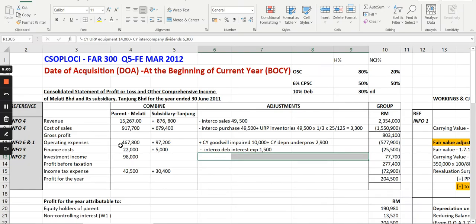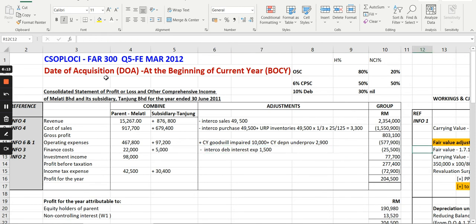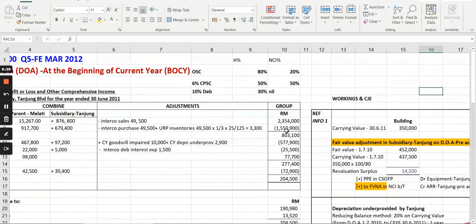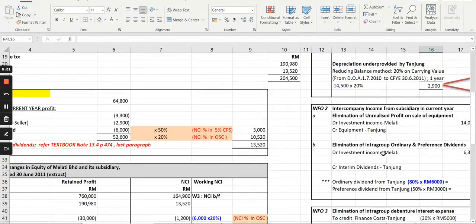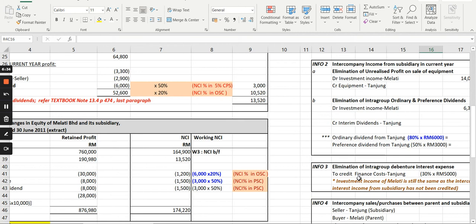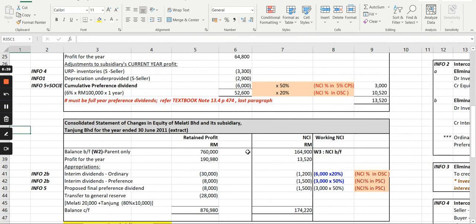So what I've done here is that we exclude the intercompany debenture interest of 1,500. That 1,500 is because the percentage that you acquired in the debenture is 30%. So if the debenture interest is 5,000, 30% of that should be 1,500. And I've already discussed that much earlier, in the first video.